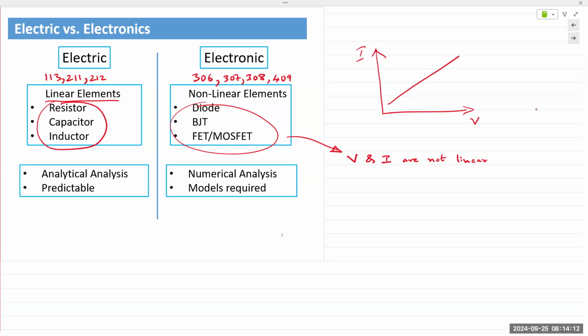The analysis for electric circuits is predominantly analytical, versus electronic analysis where it's numerical. Now, the difference between analytical and numerical would be that analytical analysis is exact. You get the exact values by using one single equation.